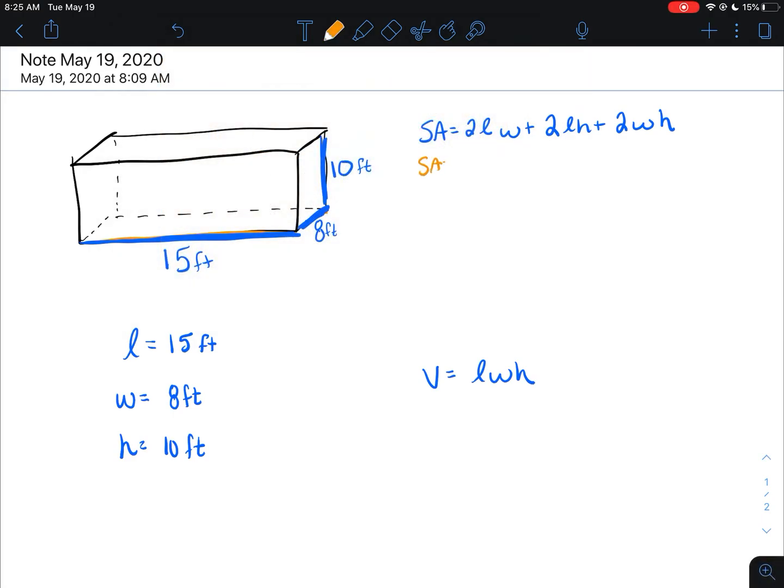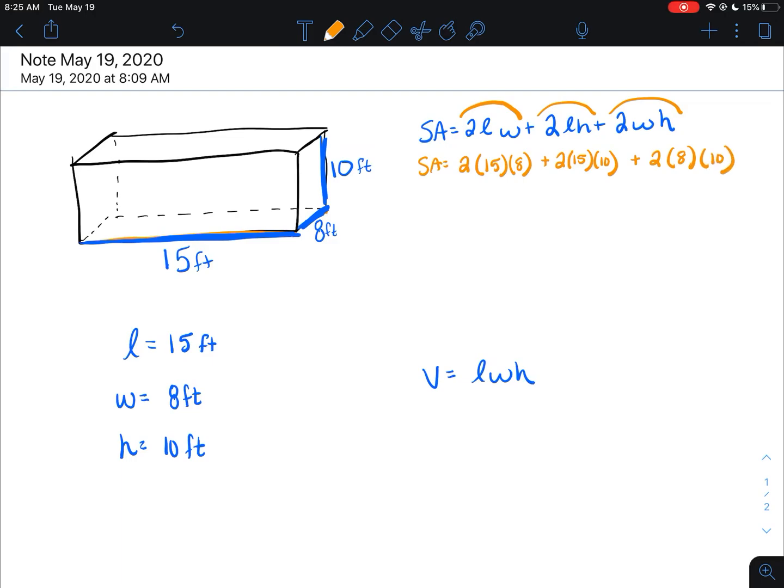So surface area equals, there's three sets of numbers we have to multiply together. The first one is 2 times the length times the width. So we are going to do 2 times the length of 15 times the width of 8. Then we're going to add that to 2 times the length times the height. So it's 2 times the length of 15, the height of 10. And then we'll add that to 2 times the width times the height. So 2 times the width of 8 times the height of 10.